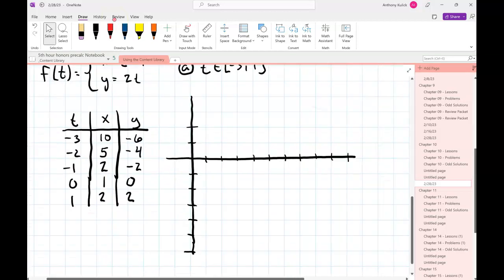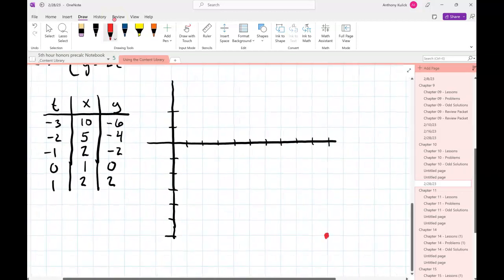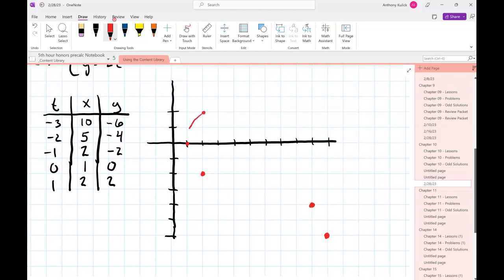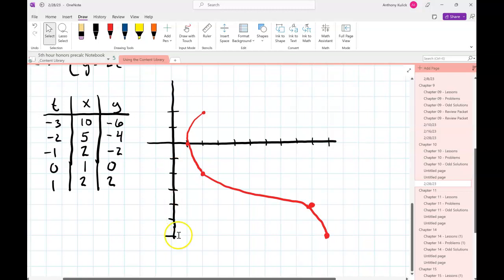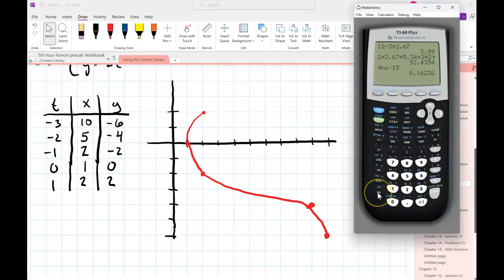So I have here 10, -6, 5, -4, 2, -2, 1, 0, and then 2, +2. So it kind of looked like that, right? Now that's graphing it by hand.